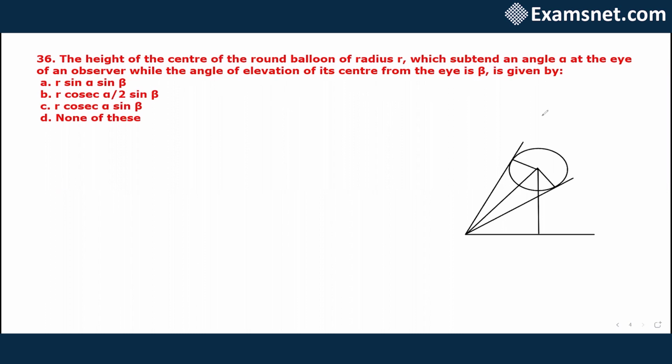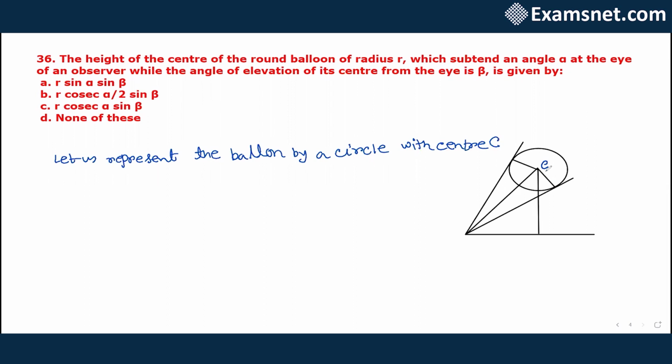Let's say here, this is the circle with center C, and let us represent the round balloon by a circle with center C. Okay, and the radius is r as it's given with radius r.